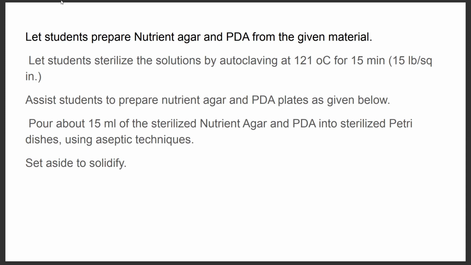Now here first you have to pour 50 milliliter of sterilized nutrient agar and PDA into sterilized petri dishes using aseptic techniques. Right? Set aside to solidify.